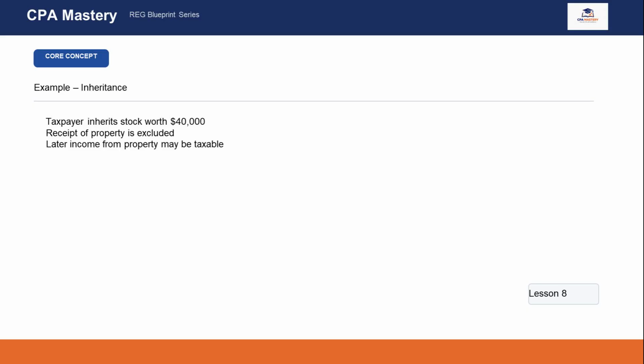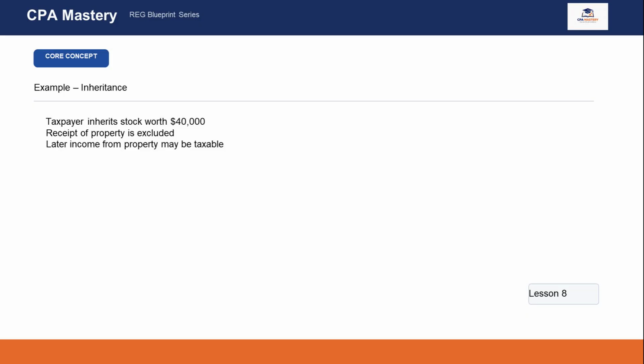Now consider a taxpayer who inherits stock worth $40,000 from a relative's estate. The receipt of the stock itself is generally excluded from gross income. That means the taxpayer does not report $40,000 of income simply because the stock was inherited. However, if that stock later pays dividends or is later sold at a gain, those later tax consequences must be analyzed separately. This is an important CPA exam point.